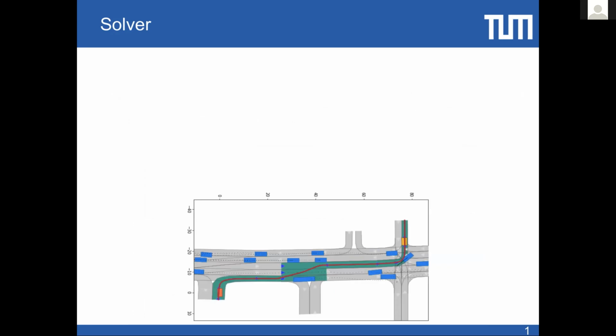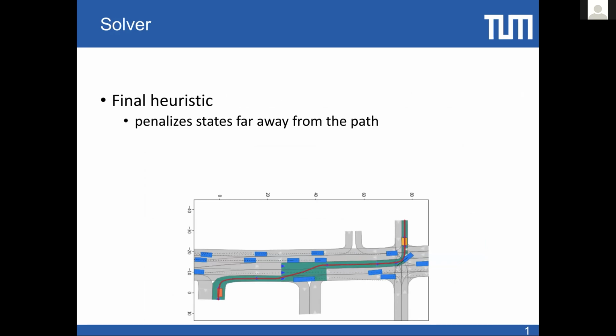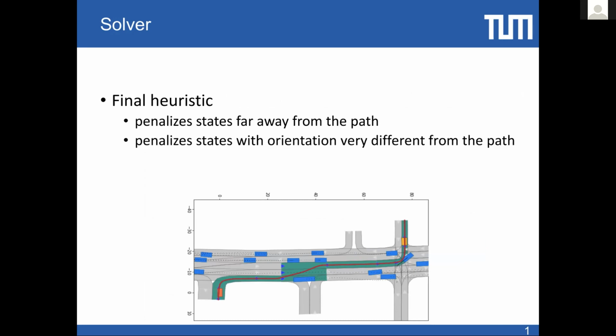The final heuristic for this solver uses the route planner and penalizes states that stray too far away from the path. It penalizes states that are oriented differently than the path. So in this case, we start at the bottom left, and if the car would start to turn too far left or too far right, while the path is still straight, I would say, no, that's bad, stay along the path. And it considers the speed cone.